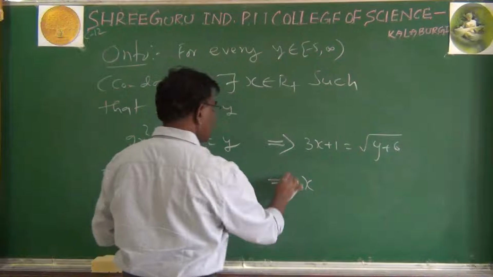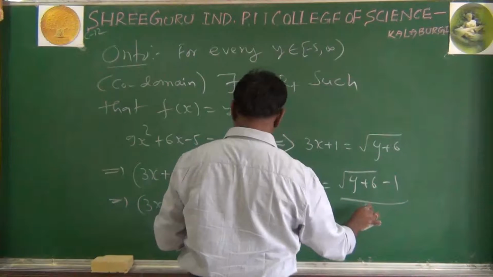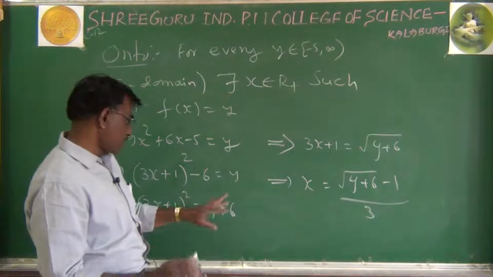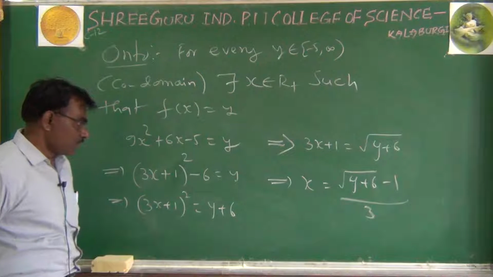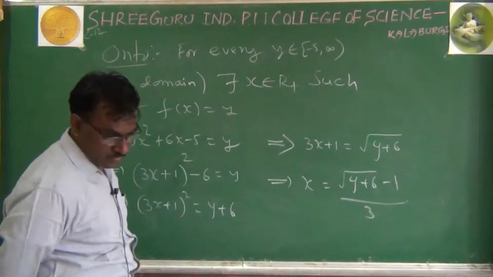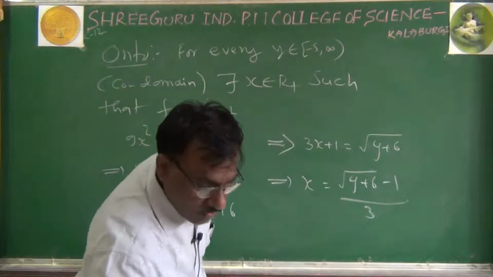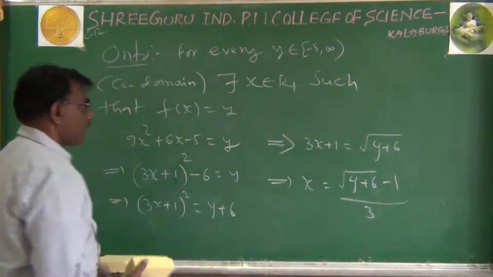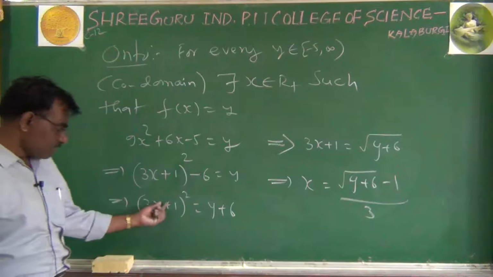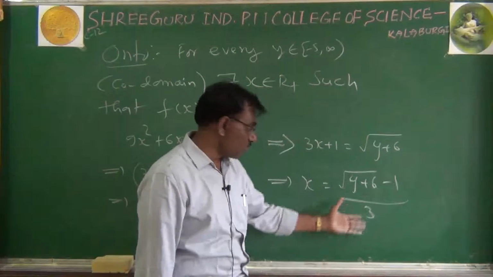So what is x? Tell me. X value is root y plus 6 minus 1 by what? The question is asking root y plus 6 minus 1 by 3. X value is root of y plus 6 minus 1 by 3. Follow or not? 3x plus 1 is root y plus 6. X value is root y plus 6 minus 1 by 3.